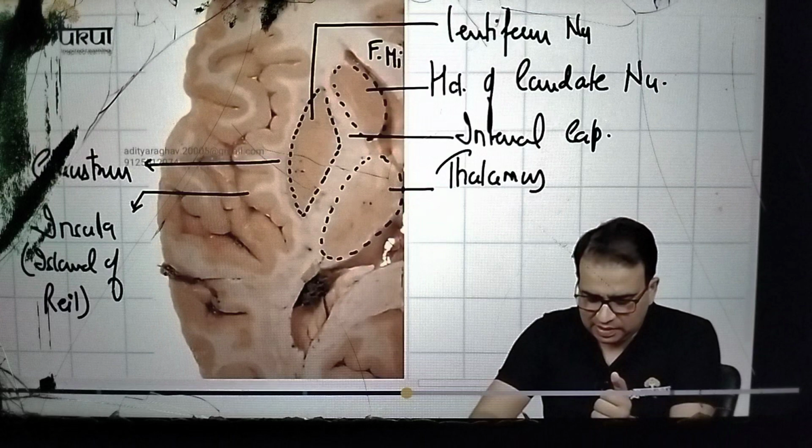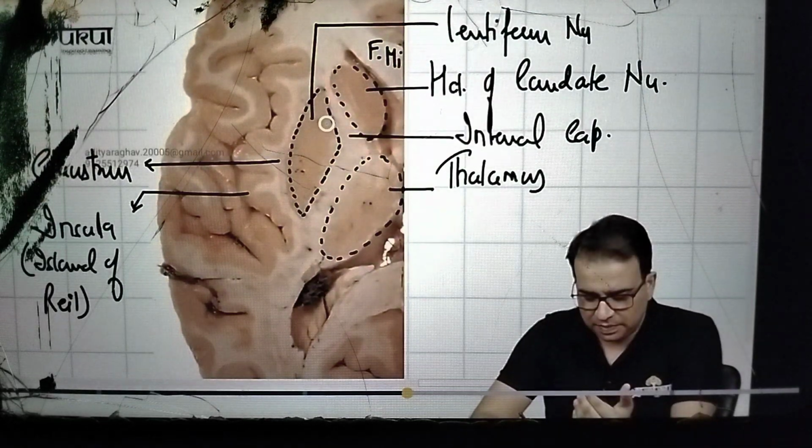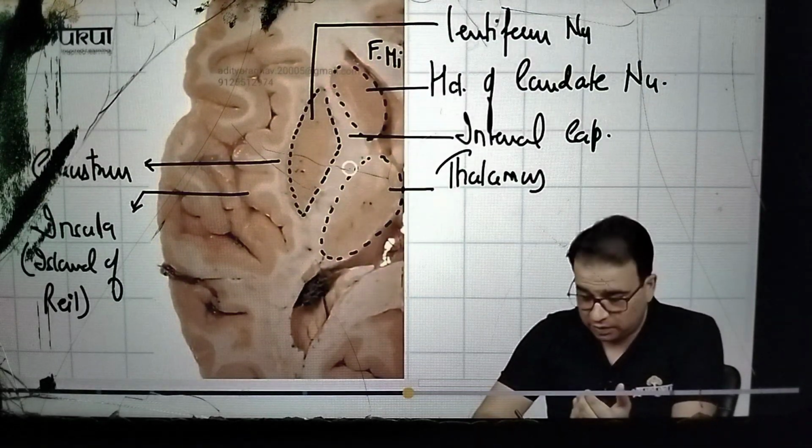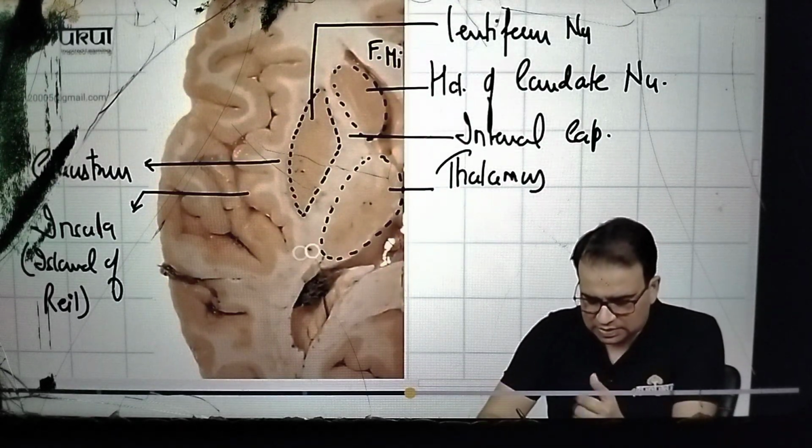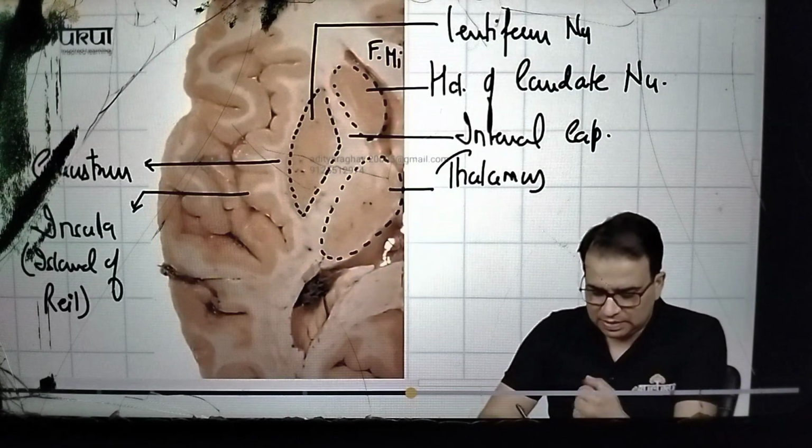This also tells you about the relations of the internal capsule. That's the anterior limb of the internal capsule, between the head of the caudate nucleus and the lentiform nucleus. That's the genu, and there is a posterior limb of the internal capsule, which is between the lentiform nucleus and the thalamus. And behind the lentiform nucleus, we can see a part called the retrolentiform part of the internal capsule.